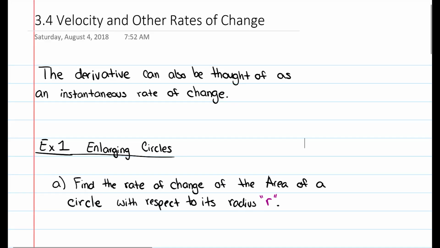Section 3.4, Velocity and other rates of change. The derivative can also be thought of as instantaneous rate of change. In previous sections, we've learned and seen how the derivative can represent not just average speed, but can actually allow us to get instantaneous speed. In the next coming examples, we're going to see how the derivative can represent rate of change at any given time or x value.